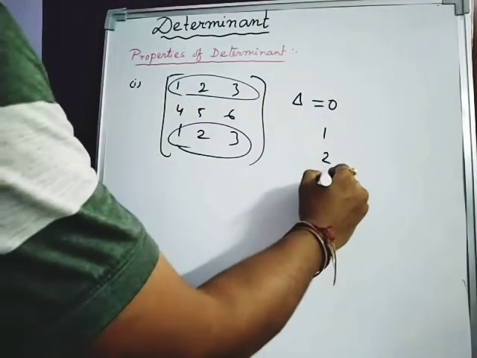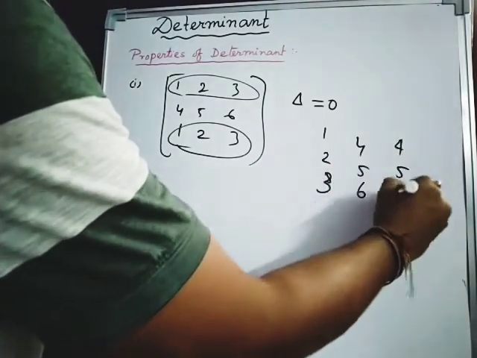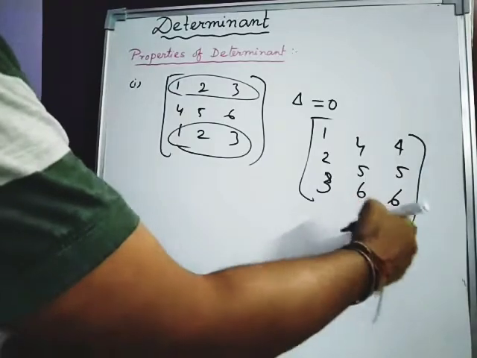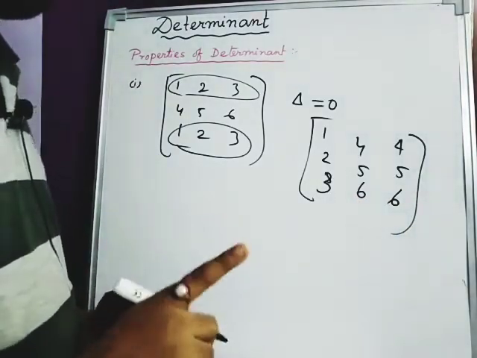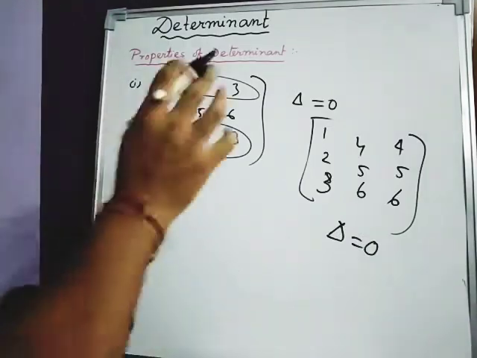Suppose 1 2 3, 4 5 6 and again 4 5 6. You can see here also that two columns are identical, or the same, that means its determinant equals 0. आँख बंद करके 0 हो जाएगा, ठीक है? This is the first property.